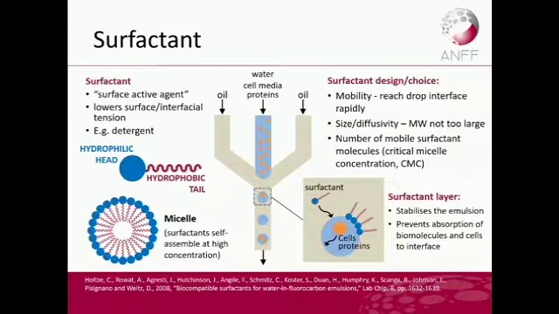So surfactant. Surfactant is very useful in microfluidics, especially for droplet formation. It's a surface active agent, and what it does is lower the interfacial tension. And one example is detergent. So detergent, which you use to wash your hands, breaks up oils and so forth. And this is just a typical structure of a surfactant. It has a hydrophilic head and a hydrophobic tail. So it has the characteristics of both hydrophobic and hydrophilic.